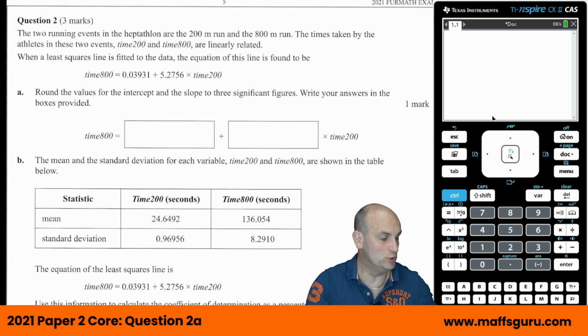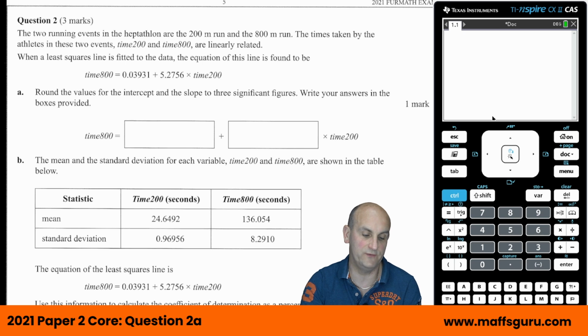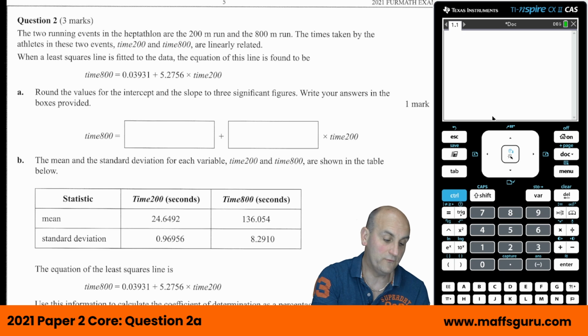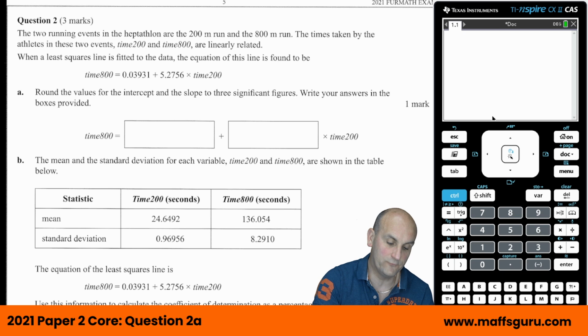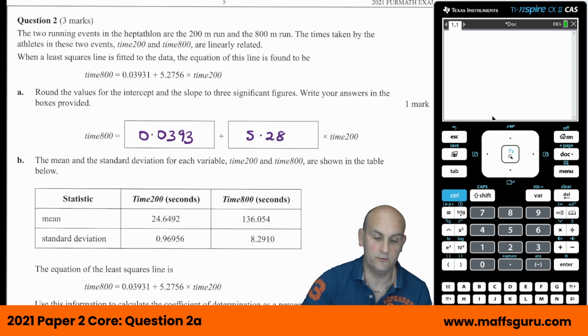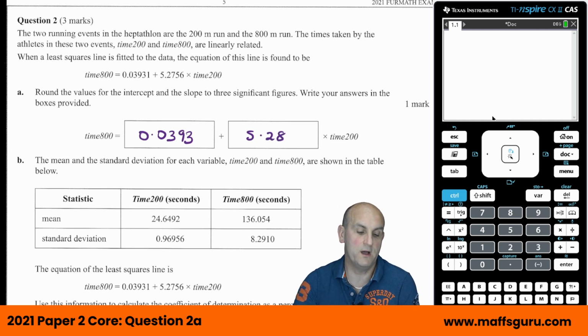All right, question number 2, a least squares regression line. The two running athletes in a heptathlon, the times taken are given when a least squares line is fitted to the data. Round the values of the intercept and the slope to 3 significant figures. I know for my own group that significant figures is something that tends to throw them. So for time, I would have had 0.0393, and then rounded to 3 significant figures gives me 5.28. So, 1 mark for being able to round.